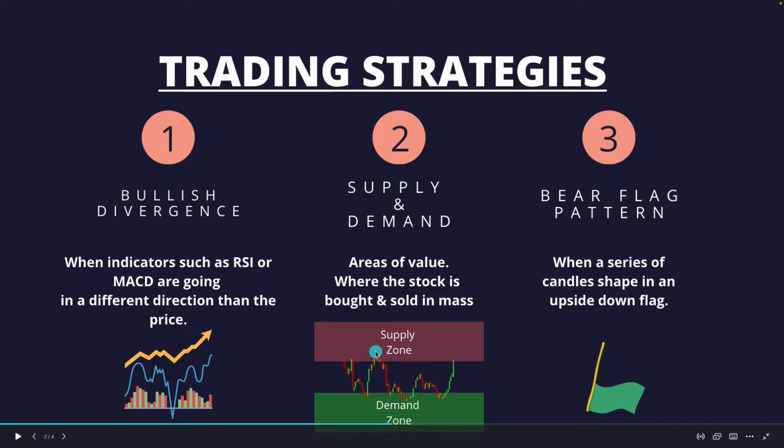So most of the time, when the price hits the supply zone, people start to sell in mass, bringing the entire price down. And normally when the stock price hits the demand zone, this area of value, people buy in mass, pushing the stock price back up, as you can see. And then lastly, we have the bear flag pattern, which is a series of candles that shape into an upside down flag. And whenever we see that pattern, we anticipate for the price to continue down. So it's a continuation pattern. And we'll get into that right now, actually.